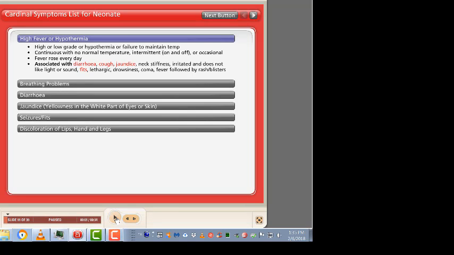Please click on the bars to review each neonate symptom. When you are finished, click on the next button to continue.